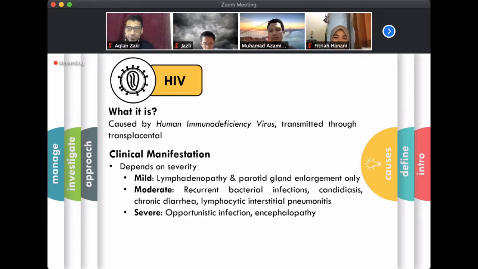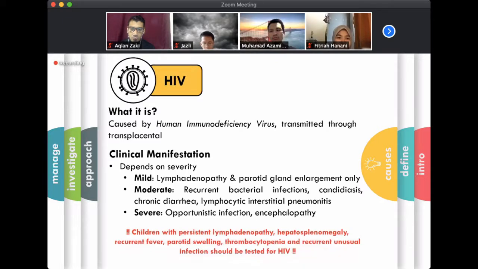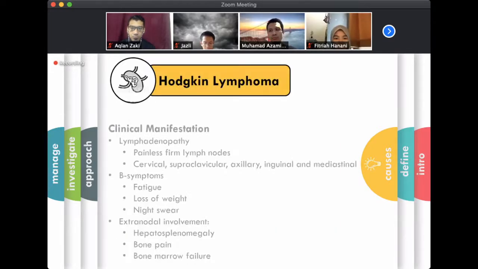So for the mild, they may just present with lymphadenopathy or parotid gland enlargement alone, moderate is recurrent bacterial infection, and the severe one may be opportunistic infections such as Pneumocystis pneumonia or candidiasis. So as a precaution, children who present with persistent lymphadenopathy, hepatosplenomegaly, or recurrent fever should be tested for HIV. So next one, we go to the malignancy section.